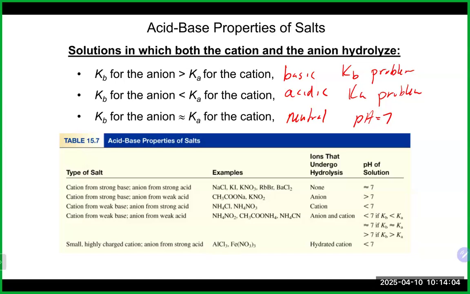All right, here's a little table that kind of summarizes some of the stuff we talked about there. Obviously, no hydrolysis, pH is 7. If the anion goes through it, we're going to have greater than 7, and if the cation goes through it, less than 7. Again, comparison here if necessary.